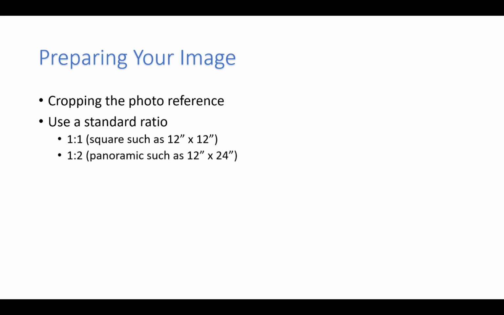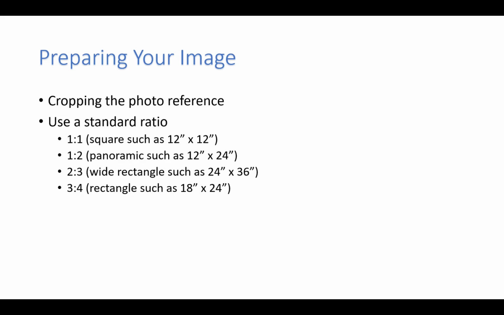Panoramic is a very nice size to use. 1:2 would give us such sizes as 12 by 24. 2:3 gives us a wide rectangle, such as 24 by 36. 3:4 rectangles are ones such as 18 by 24. And 4:5 rectangles are ones such as 16 by 20.